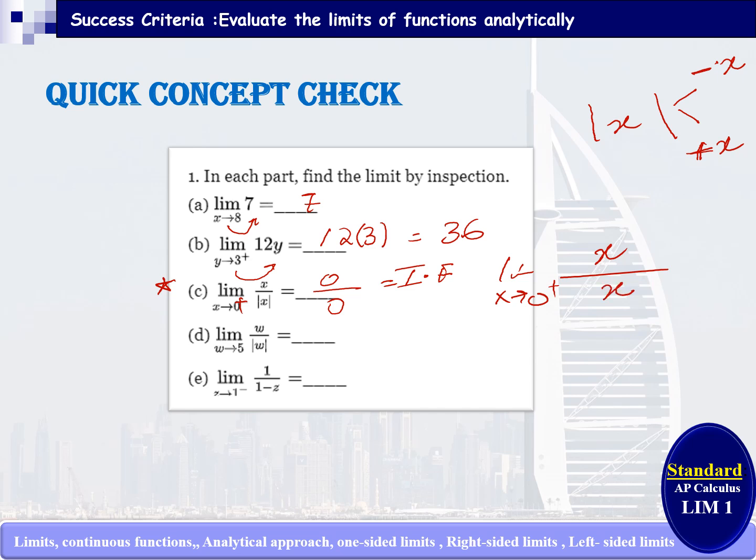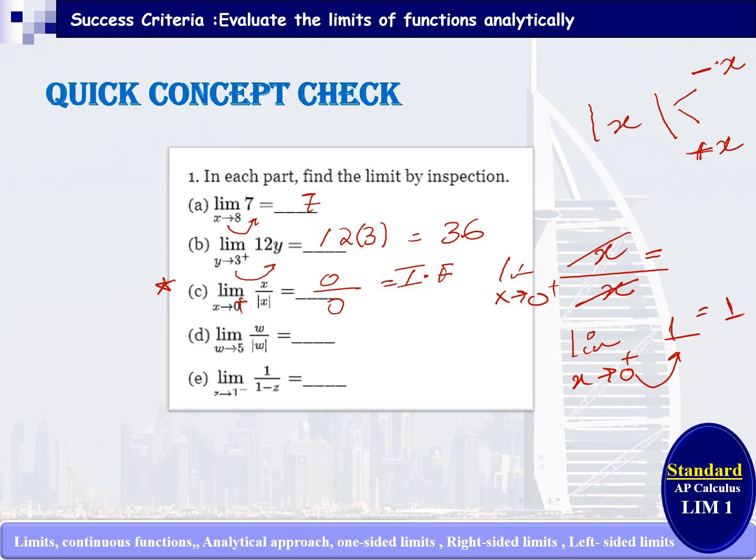Now do not apply the limit until you solve it. If you cancel, you will get 1, because 2 divided by 2 is 1 and x divided by x is 1. So I will get 1. Now I apply the limit. I don't have any x, so my answer is 1.